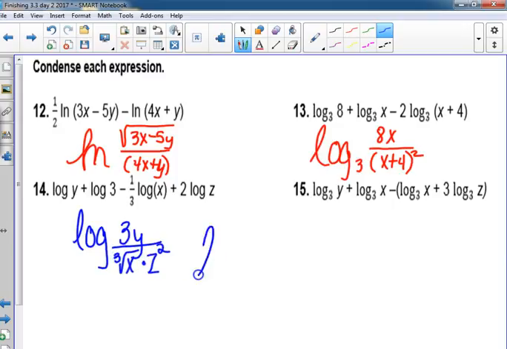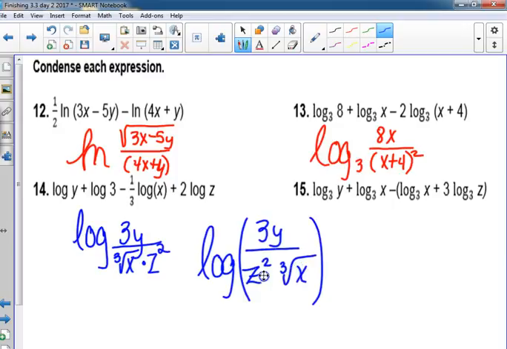Okay, so I didn't write that very well. And it's okay to leave the radical in the denominator in a situation like this because they're just asking us to condense it. Let's see, 3y over, I might have put the z squared out in front, but then it's confusing with the cube. Anyway, something like that. Are we good?